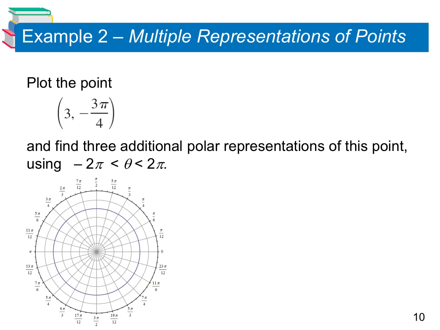So let's look at example 2. We want to plot the point and then find 3 additional polar representations of this point that are in between negative 2 pi and positive 2 pi. Because it gives us this restriction here, we can't just keep adding 2 pi every single time to find a new point. We're going to have to use our negative points too.